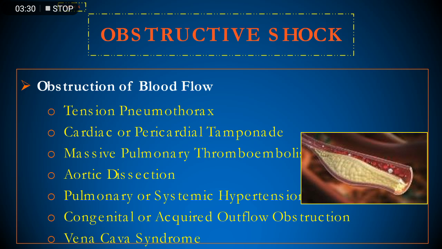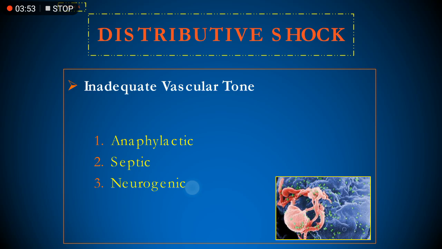The third type of shock is caused by obstruction of blood flow, and this is termed obstructive shock. This can be caused by tension pneumothorax, cardiac or pericardial tamponade, massive pulmonary thromboembolism, aortic dissection, pulmonary or systemic hypertension, congenital or acquired outflow obstruction, and vena cava syndrome. The last type of shock is distributive shock, which is caused by inadequate vascular tone and is subdivided into 3: 1 is anaphylactic, 2 septic, and 3 neurogenic.